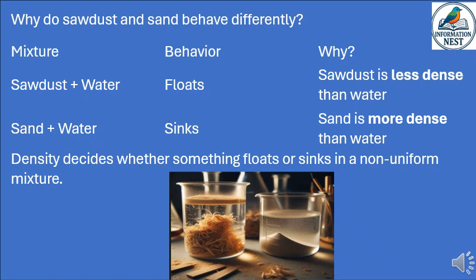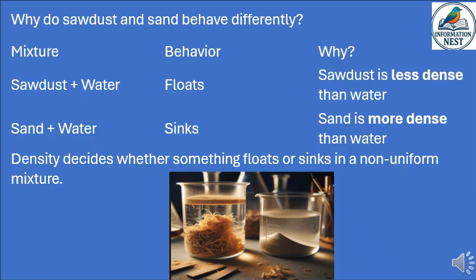When you mix sawdust with water, it floats. When you mix sand with water, it sinks. So, what is going on here? It all comes down to one key concept: density. Sawdust is less dense than water, so it stays on top like a feather on a pond. Sand is more dense than water, so it sinks to the bottom like a pebble in a glass.